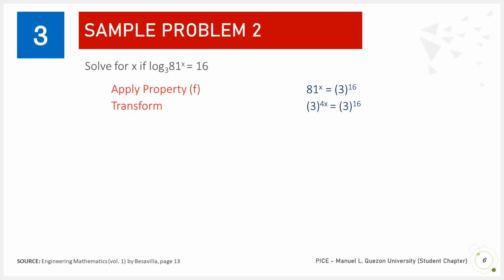Again, meron tayong rule sa law of exponents or prior to this discussion, meron tayong rule na kapag uniform yung bases nila, we can take the exponents out para ma-solve natin yung unknown value ng x. So we take the exponents out, we have 4x is equal to 16, and simplifying this, we have the value of x as x is equal to 4.